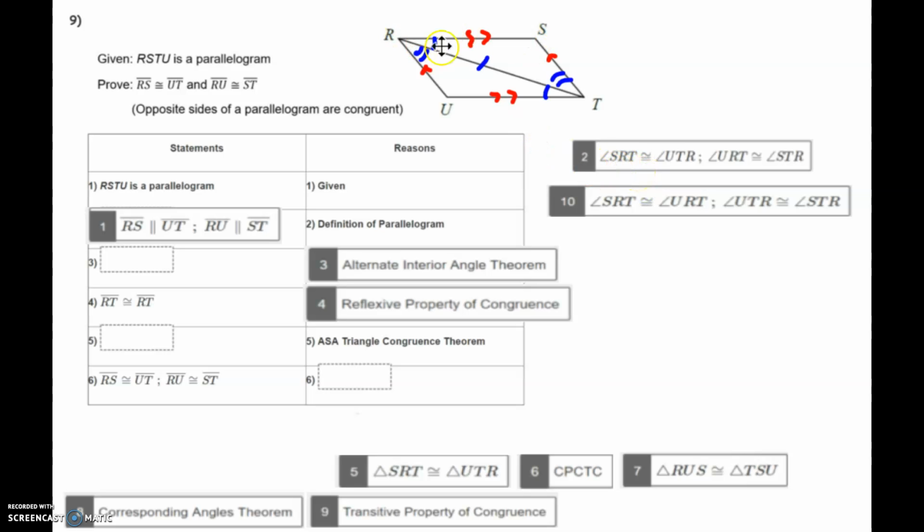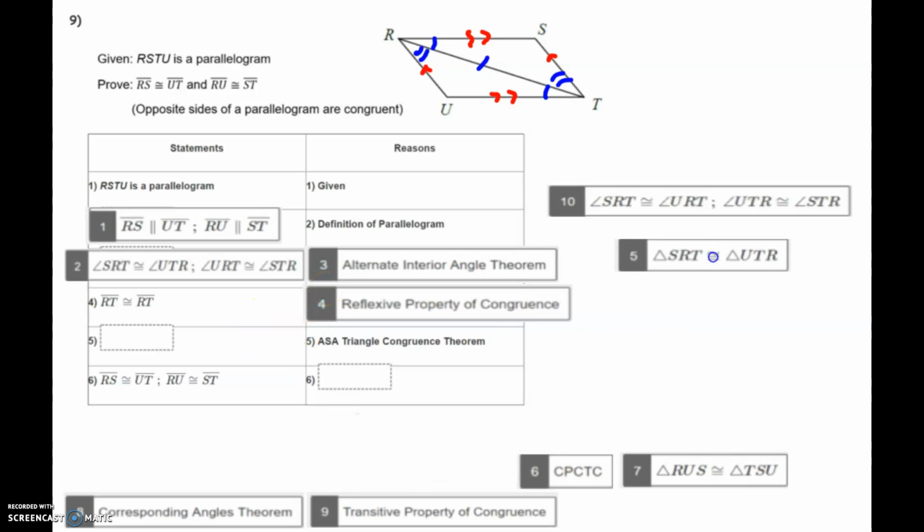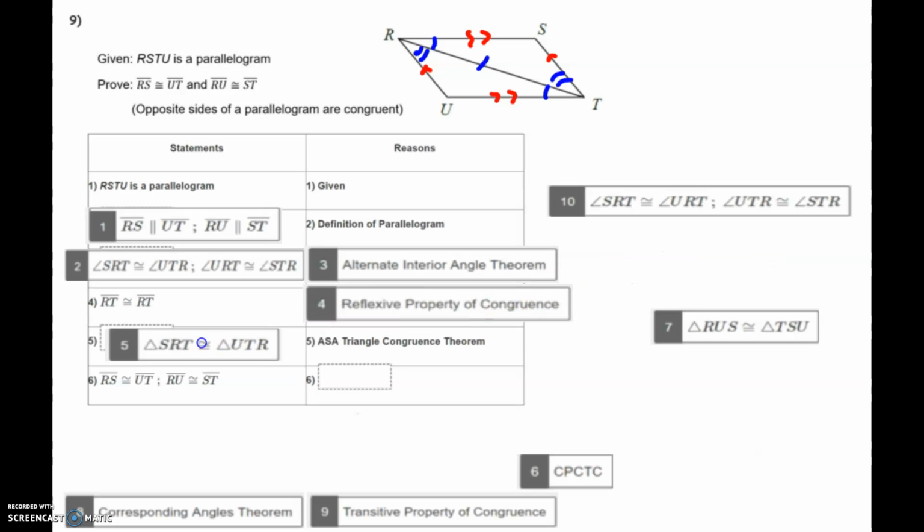So the first one lists SRT, but SRT is congruent to UTR, not URT. So it's that statement. And just to double check, URT was this guy, congruent to STR, which was this guy. So now I have some angles congruent, a common side congruent to itself. So I've got some triangles that are congruent. So again, I'm looking at either that statement or that statement. So I want SRT congruent to UTR or RUS congruent to TSU. So it's definitely not this one, it is that set of congruent angles, or congruent triangles.